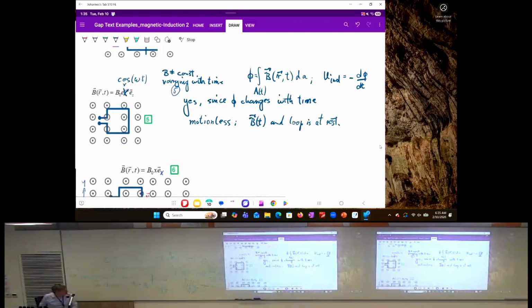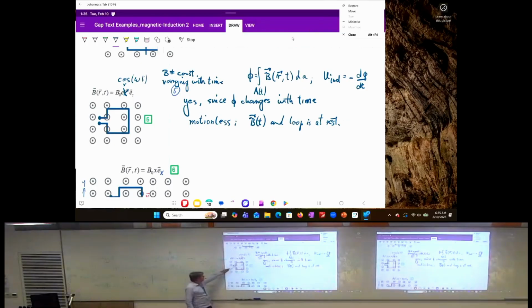And in this further example here, we are not moving the loop, but we have taken a B field which is dependent on time. So it's B naught cosine omega t. And even though there is no motion of the loop itself, you still get an induced voltage because you have a temporal change of that magnetic flux density and hence also of the magnetic flux. And that's what is then called the motionless induction.